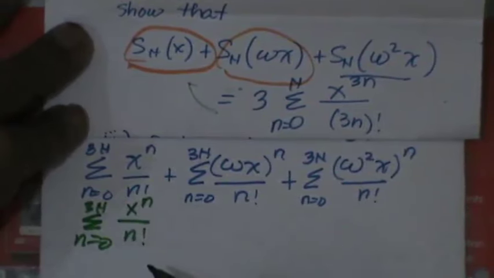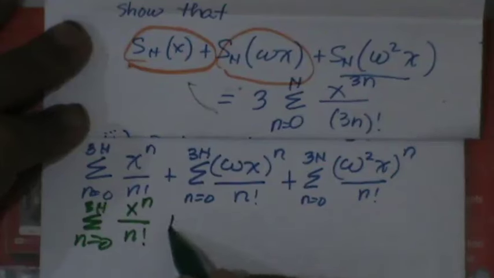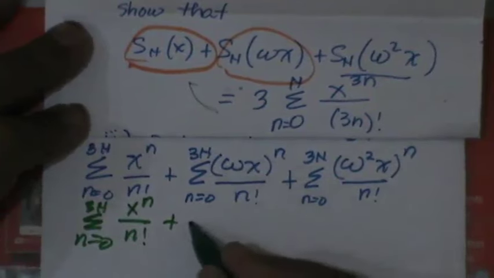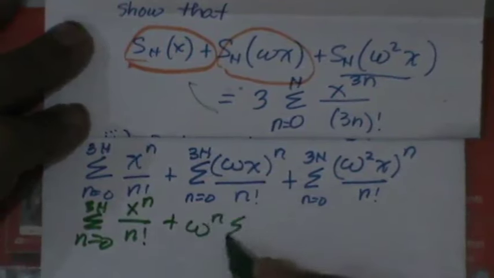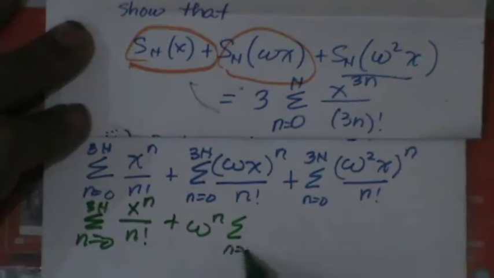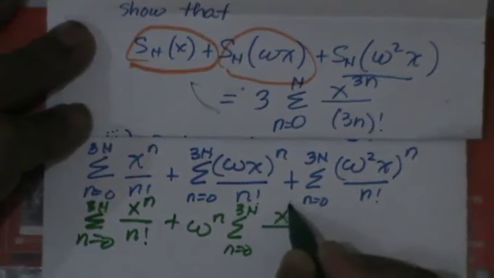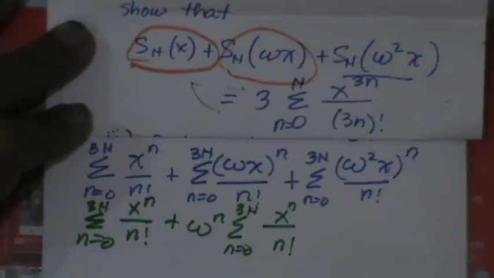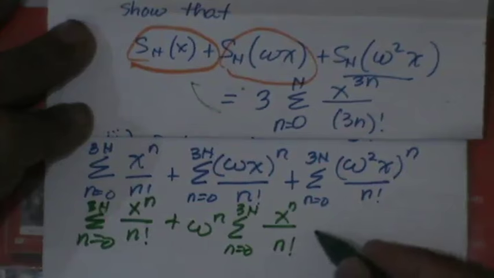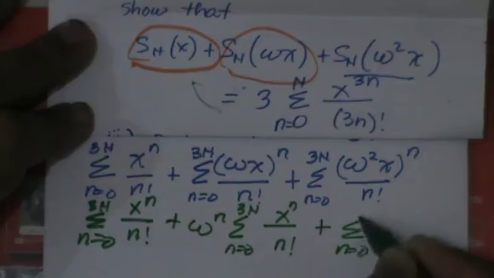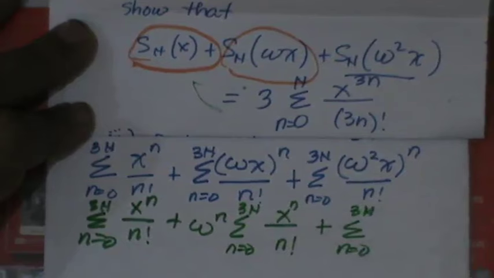Okay, let me just check the screen. Plus, you have there this one, I'll just put this outside, omega n, omega n of sigma of n equals 0 to 3n. This is going to be x to the n factorial. Alright? And then you have there what? This is going to be equal to the sigma of n equals 0 to 3n of, sorry, I forgot to put the omega squared.